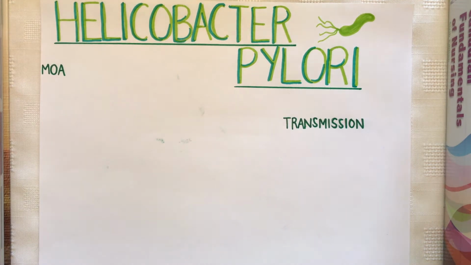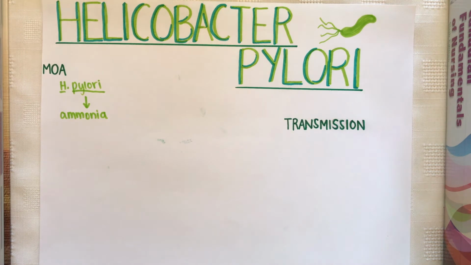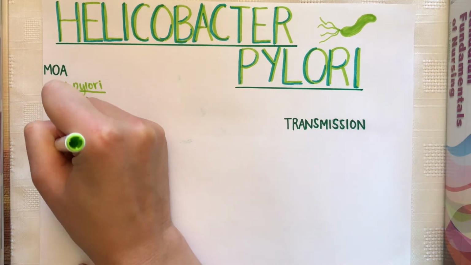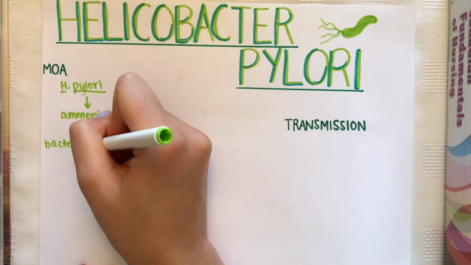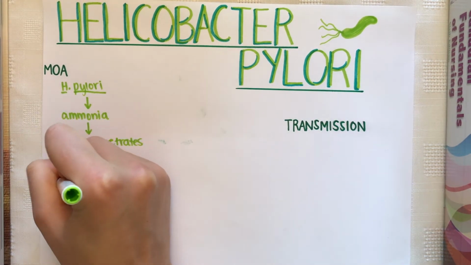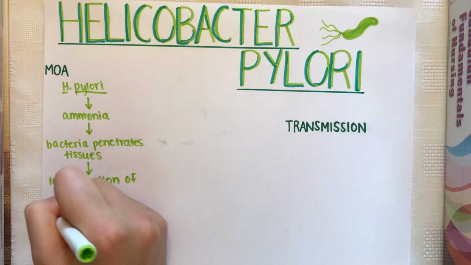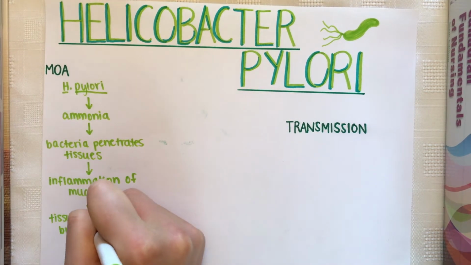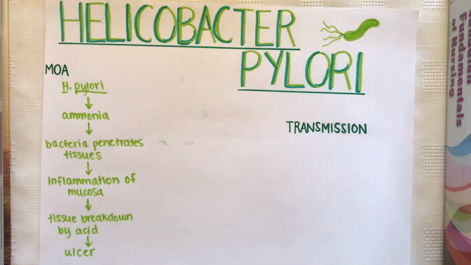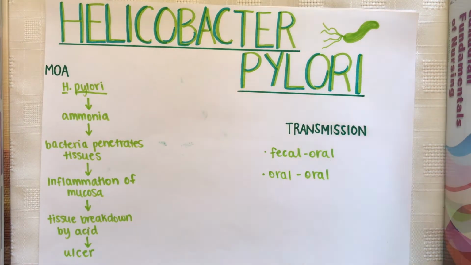First, H. pylori enters the GI tract and generates ammonia, allowing the bacteria to penetrate through the acidity of the stomach and into the underlying tissues. This creates inflammation in the mucosa and makes the tissue vulnerable to break down from the entrance of stomach acid. An ulcer is created when the cell renewal cannot keep up with the cell breakdown rate. The transmission of this infection is fecal-oral or oral-oral.